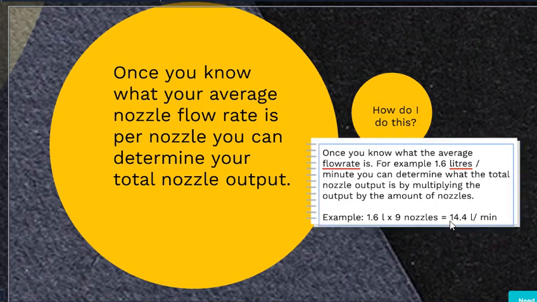In this particular example it was 1 minute, so everything was based on 1 minute. So we know that for every 1 minute that the spray rig is running, we are putting down 14.4 liters of prepared pesticide solution.